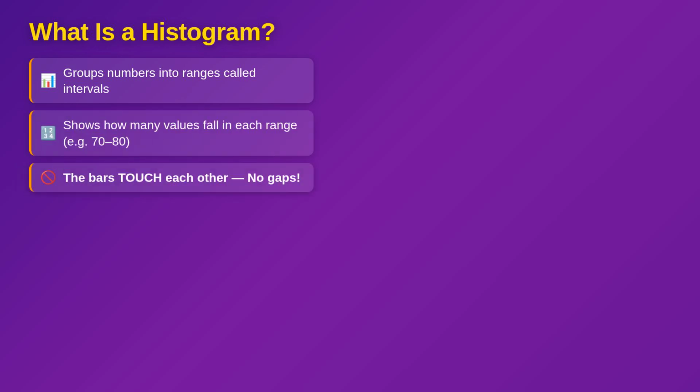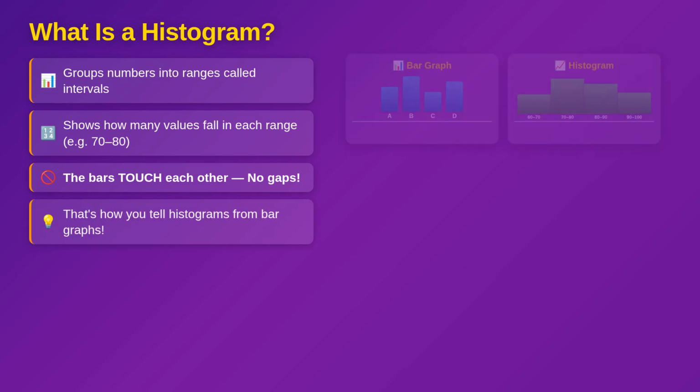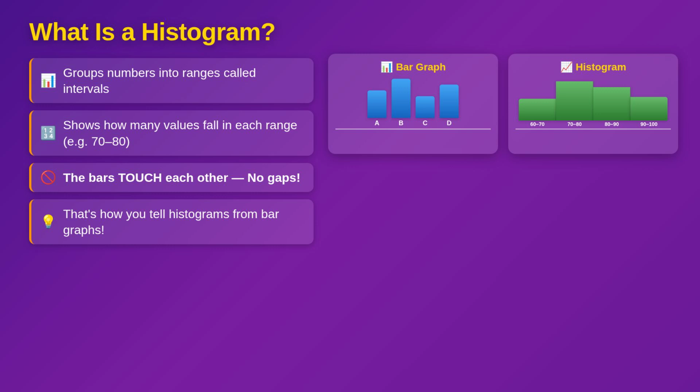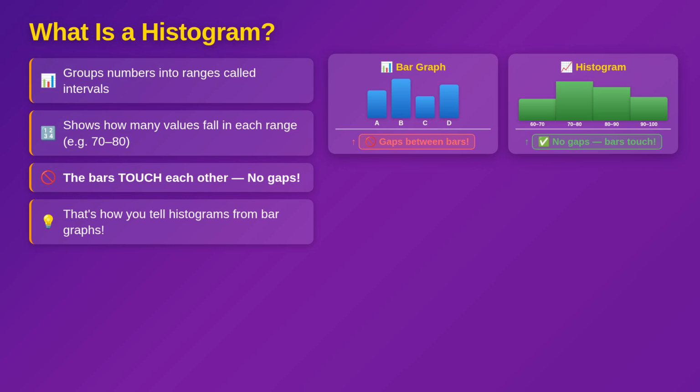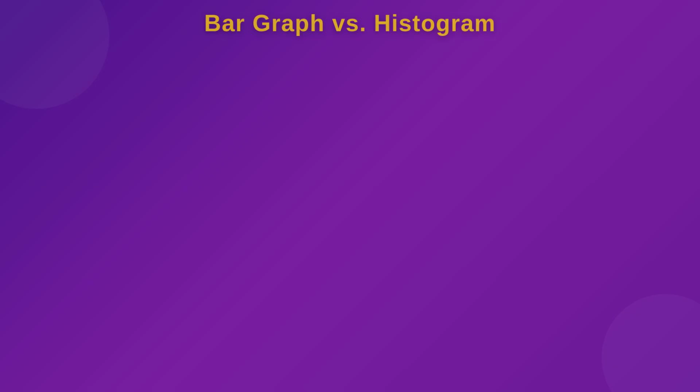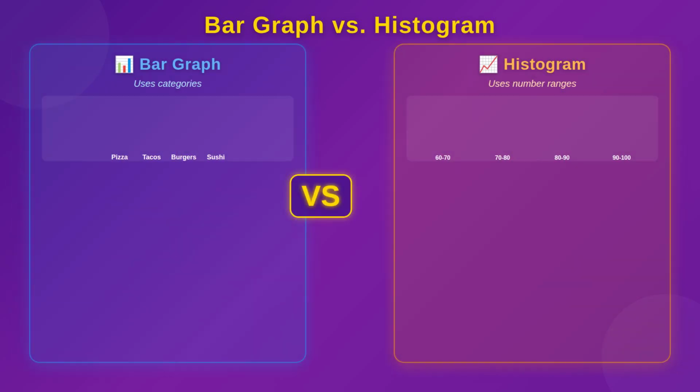Now, Maya's teacher throws a curveball. She wants a histogram of test scores. Wait, what's the difference? Here's the key. A histogram groups numbers into ranges called intervals. Instead of showing individual categories, like sports, it shows how many values fall into each range, like scores between 70 and 80. And here's the big visual clue. In a histogram, the bars touch each other, no gaps. That's how you tell them apart.